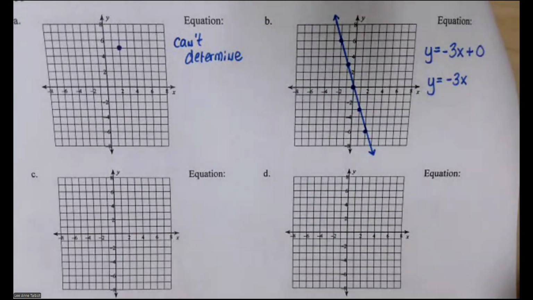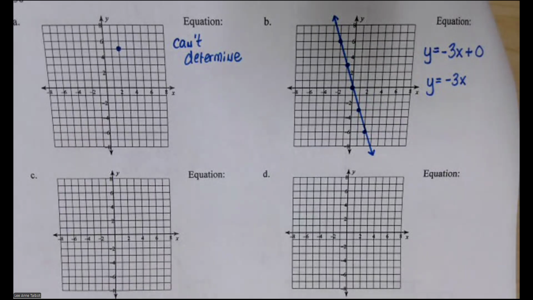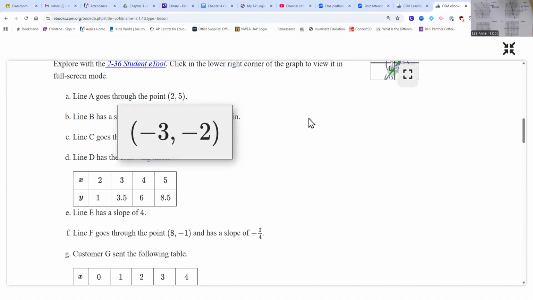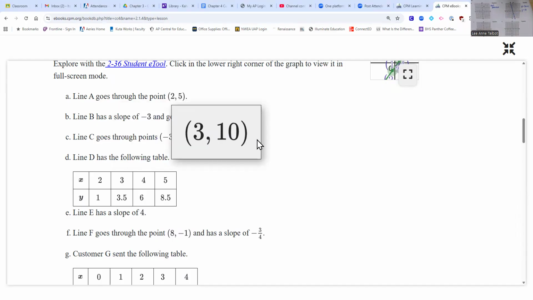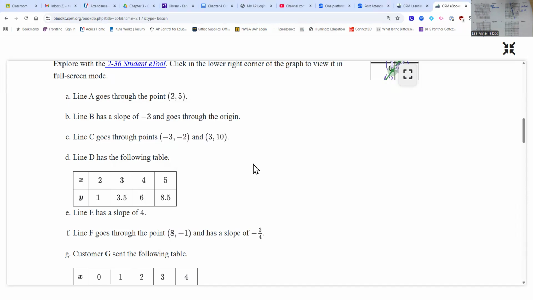Okay, good so far with A and B? Okay, C. Line C goes through the points -3, -2. Okay, so everybody graph the point -3, -2, and the point 3, 10. Oh no. We're just going to have to eyeball it. -3, -2, and 3, 10.